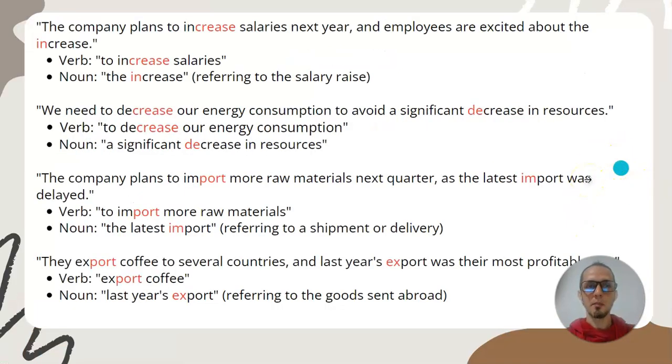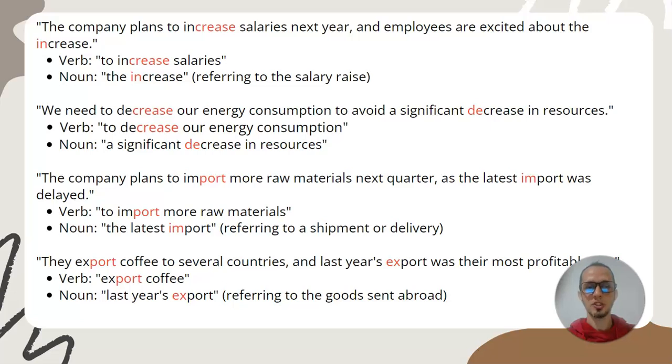The company plans to increase salaries next year, and employees are excited about the increase. Verb, to increase salaries. Noun, the increase referring to the salary rise. We need to decrease our energy consumption to avoid a significant decrease in resources. Verb, to decrease our energy consumption. Noun, a significant decrease in resources.